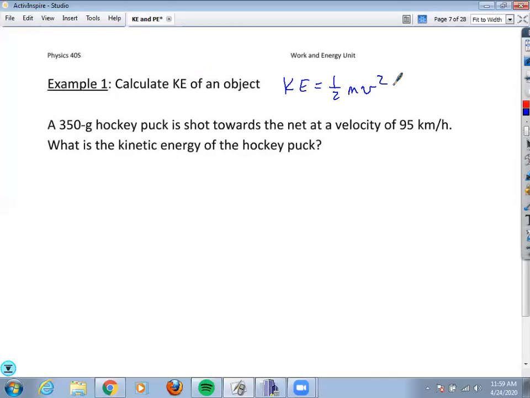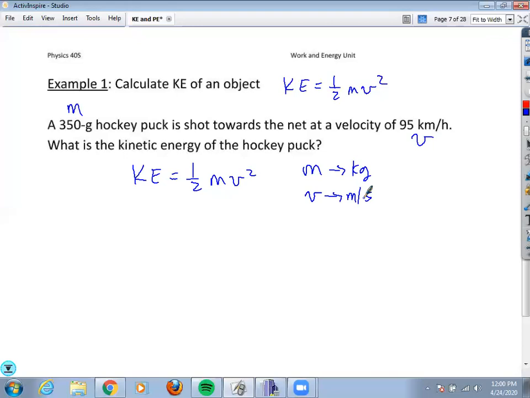So we read the question: we have a hockey puck, we have its mass, and it's moving with a velocity of 95 kilometers per hour, and there's the v. What's the kinetic energy of the hockey puck? Well, the kinetic energy equals 1/2 mv squared. m must be in kilograms, and v must be in meters per second. So if you want to pause the video right now, you can try on your own to calculate the kinetic energy of the hockey puck. And I'll give you the answer in a second.